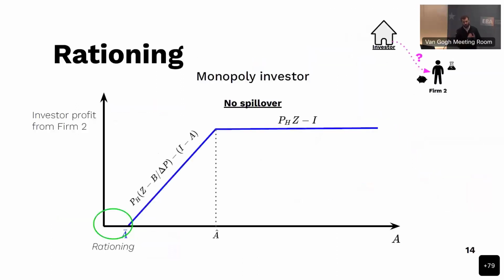So to understand the effect of this collateral shock, let's start with a baseline where we assume there would be no spillover. In that case, the profit that the investor makes from firm 2 is determined by this profit function here, where you see that the rationing zone is below the blue A bar, right? So A here is the cash that the firm has to bring in. If the firm is not able to bring cash that is higher than A bar, the investor decides to drop that project. Now we can move on to the next slide.